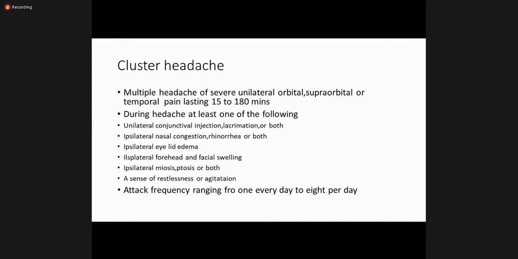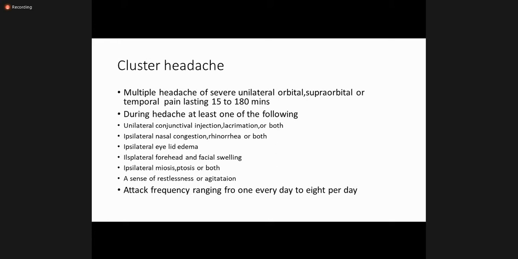So the first type of trigeminal autonomic cephalgias, and the most common, is the cluster headache. Because you have already gone through the primary types of headaches last week, and here we are discussing some other secondary headaches, or trigeminal autonomic cephalgias. So the first of all is the cluster headache, which is the commonest of all these, and it contributes about 5 to 10% of the primary headaches. These are multiple headaches of severe unilateral orbital, supraorbital, or temporal area pain.